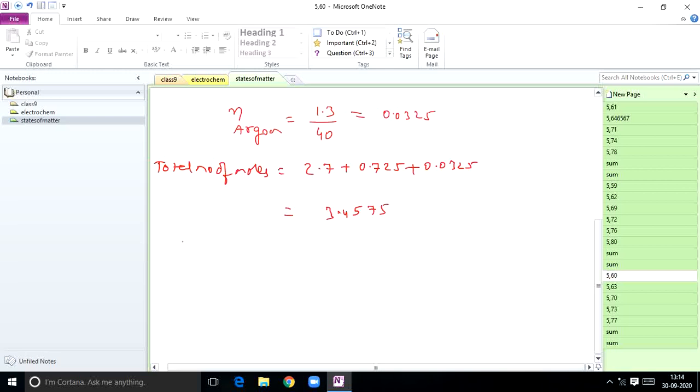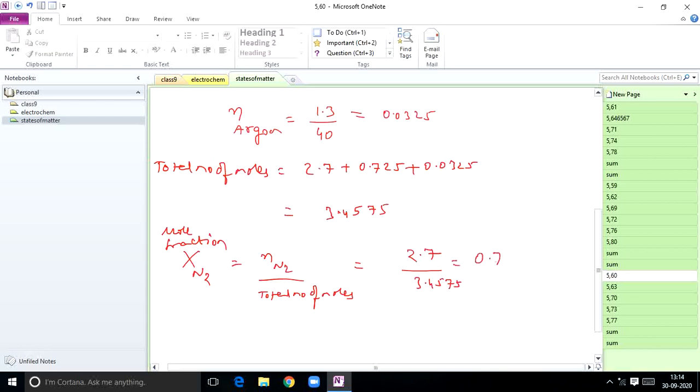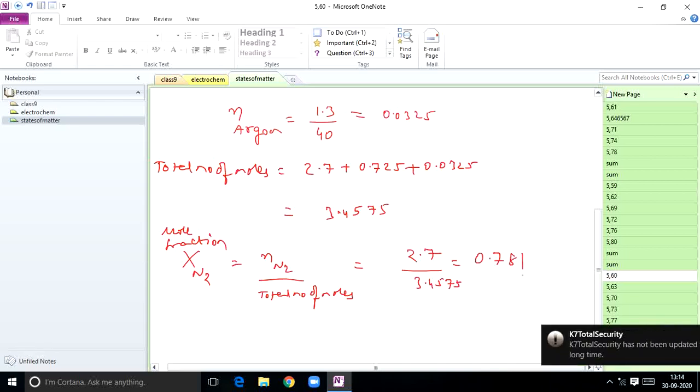First, after calculating this, you calculate the mole fraction of nitrogen. So what does X represent here? Mole fraction. So the mole fraction of nitrogen is equal to, what is the formula? Number of moles of nitrogen divided by total number of moles. How much, students? Number of moles of nitrogen, that is we got 2.7, by total number of moles 3.4575. So somewhat lengthy, students, so we will get 0.781. Even though it is lengthy, the method is important.